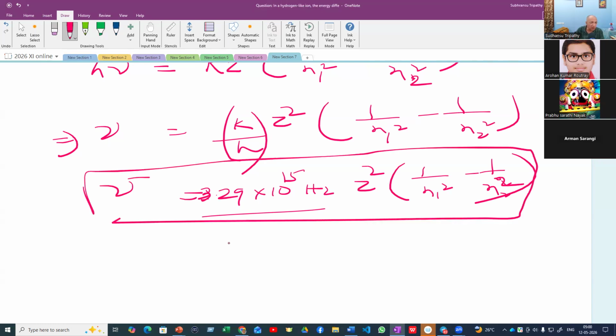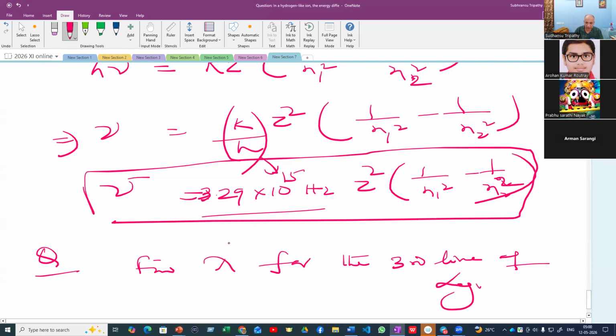The constant has no name, but its value is 3.29 into 10 to the power 15 hertz. So if you use this equation, I ask you to find lambda for, say, the third line of the Lyman series. So you can use this equation.